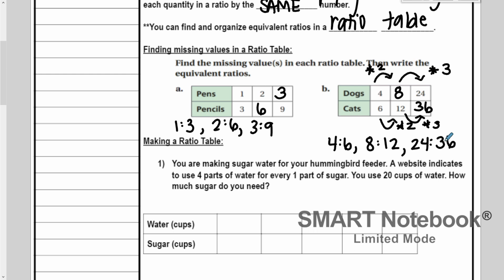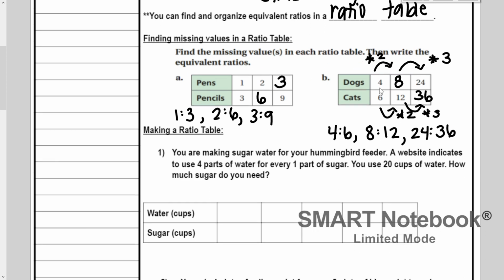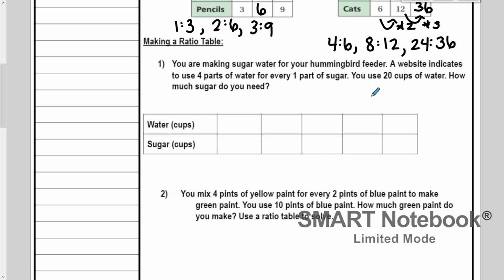Okay, so you can either build that table or you can multiply it. I'll show you both ways on the examples that we do below. You're making sugar water for your hummingbird feeder. The website indicates you use 4 parts of water for every 1 part of sugar. So to make sugar water, we have to mix water and sugar together.